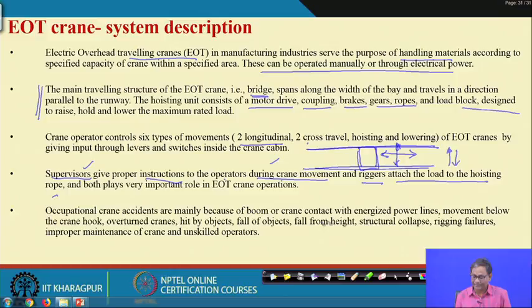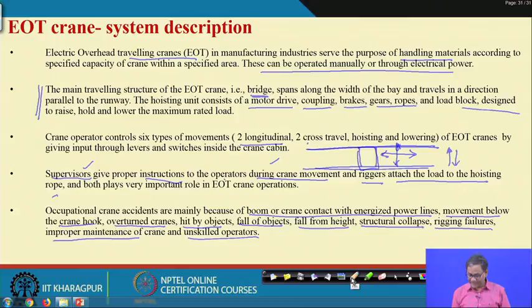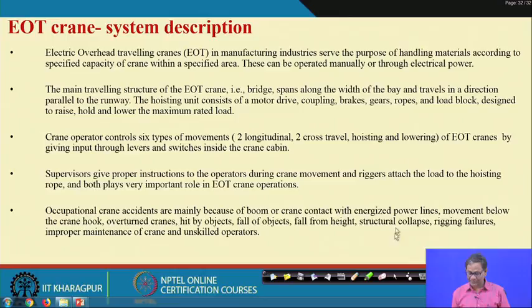For example, crane boom or crane contact with energized power lines, movement below the crane hook, overturned crane, hit by objects, fall of objects, fall from height, structural collapse, rigging failures, improper maintenance of crane, unskilled operator, so many causes are there. Okay. So, next I will show you, based on approximately 3 years of data from a plant, what type of crane accidents are taking place.